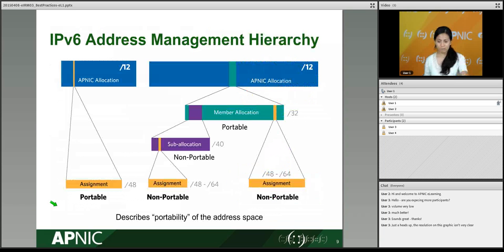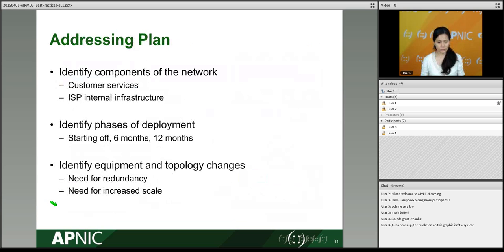If you have some issues or if you have some confusion about that, just please always refer to this diagram. It's kind of a clear way of remembering, okay, which blocks are portable, which ones are not, which ones are allocation, and which ones are assignment. All right, so I hope that's clear enough.